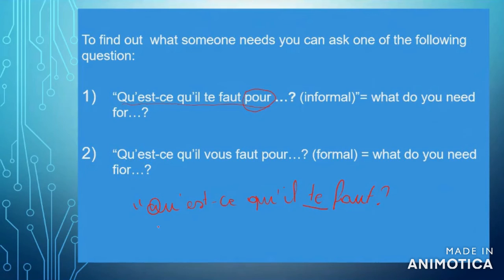But if you want to speak to an adult or to somebody with respect, you are going to use the same qu'est-ce qu'il. In this case, instead of using te, you are going to use vous and faut. Qu'est-ce qu'il vous faut? All right? Qu'est-ce qu'il vous faut?